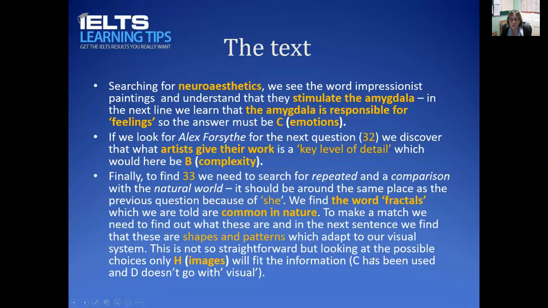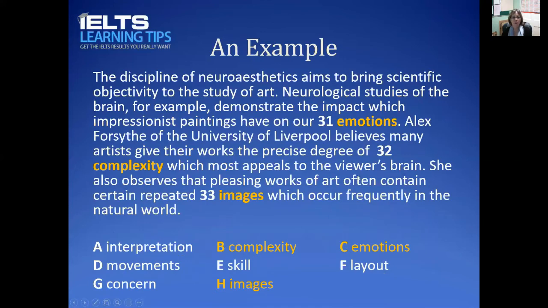So when we look at the choices, we can see that images is a possibility. C was another option, but that's already been used in 31. And D will not correlate with visual. So that leaves us with H, images. And images, shapes and patterns, quite similar. Okay, so in the end, this is what we have. So emotions here, complexity for 32, and images here. Okay, and that's how it's done.